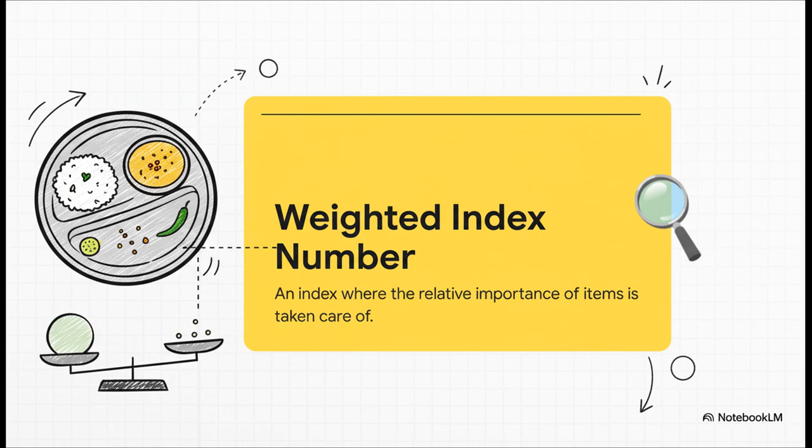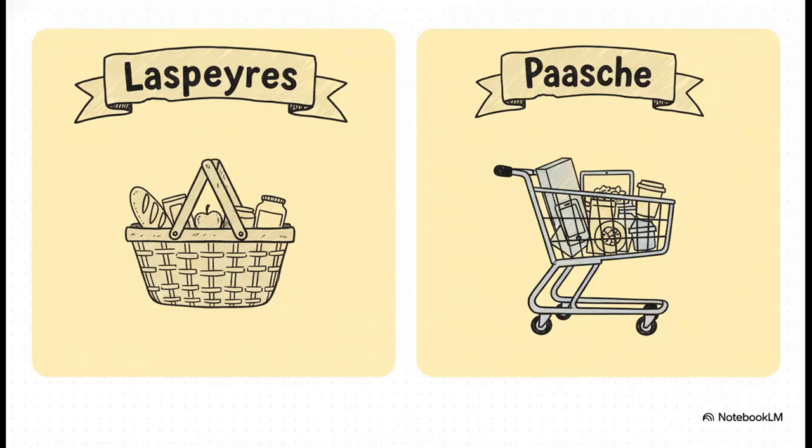Think of your dinner thali. The rice and dal take up most of the plate. They have more weight than the small piece of pickle on the side. A weighted index works the same way, giving more importance to the things that make up a bigger part of our spending. There are two famous ways to calculate a weighted index, named after the statisticians who created them, Laspeyres and Paasche. They each answer a slightly different question.